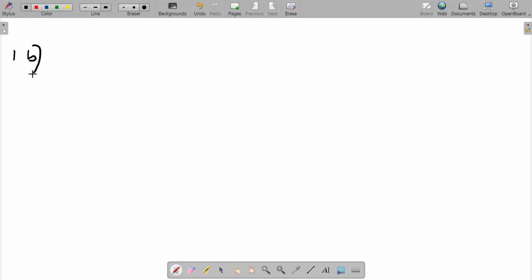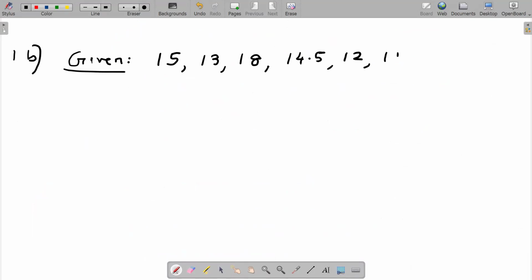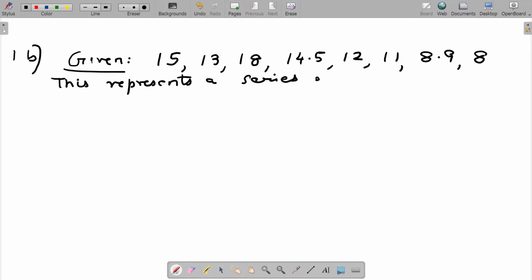Question 1, part B. I'm quickly writing first of all the data given to us. It is 15, 13, 18, 14.5, 12, 11, 8.9, and 8. So this represents a series of individual observations first of all.